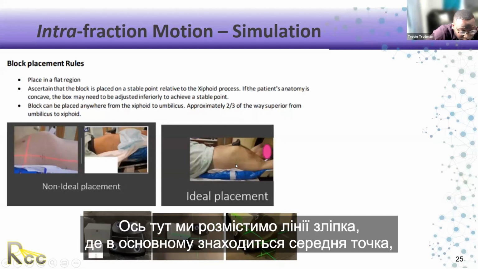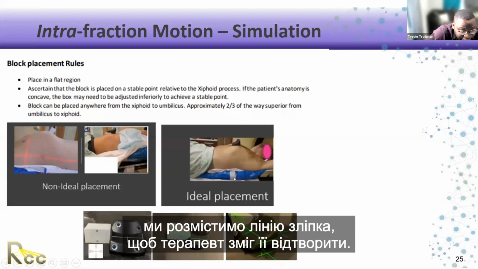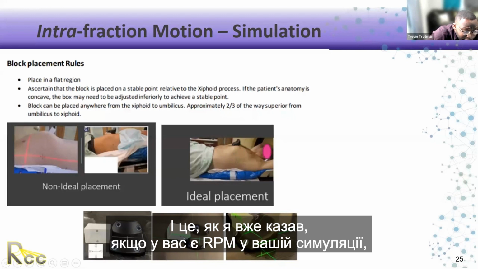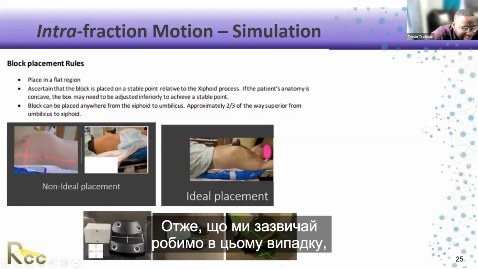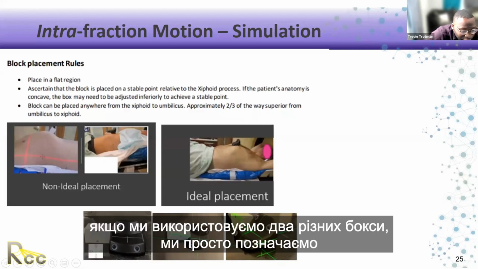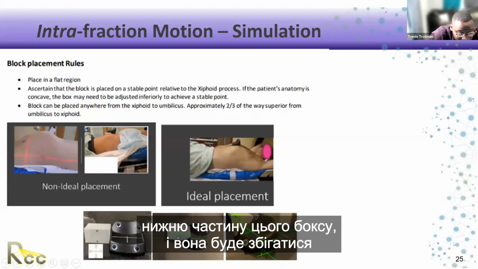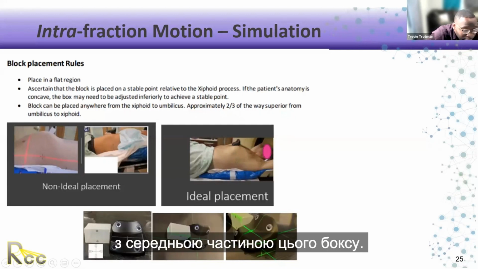Here, where the middle point is, we'll place a cast line so the treatment therapist is able to replicate it. And like I said, if you have RPM in your sim and then you're treating on the RGSC, that's the comparison of the two. What we will normally do in this case, if we have the two different boxes being used, is just mark the inferior portion of this box, and that will coincide with the middle part of this box here.